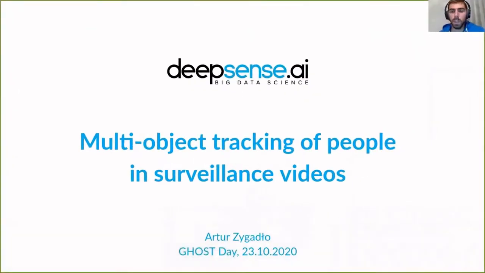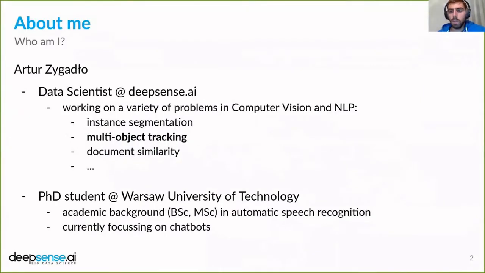And in today's presentation, I'll be talking about the recent project which I was involved in at DeepSense AI, where we were working on the problem of multi-object tracking of people in surveillance videos. In the talk, I will describe our objectives, the problems we had, the solution we came up with, and the conclusions of our research.